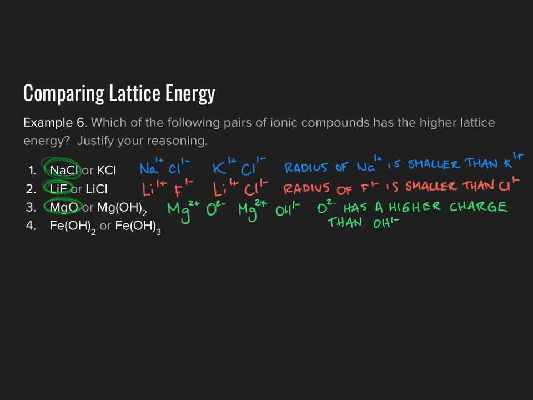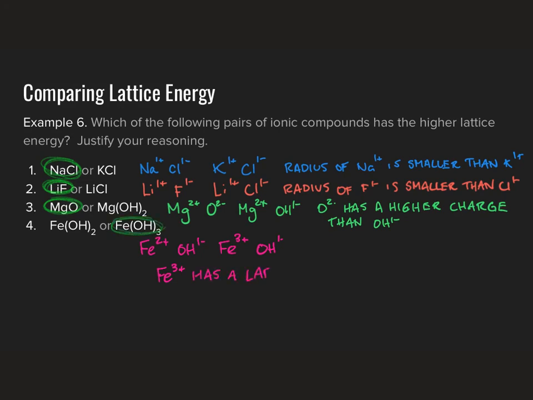Last example here, we've got two different iron species here. This is iron 2 hydroxide, otherwise known as ferrous hydroxide, and iron 3 hydroxide, or ferric hydroxide. So same sort of logic here. Looking at our species, the iron 2 ion has a +2 charge. The iron 3 ion has a +3 charge. So iron 3 has a larger charge, which would imply a larger lattice energy.